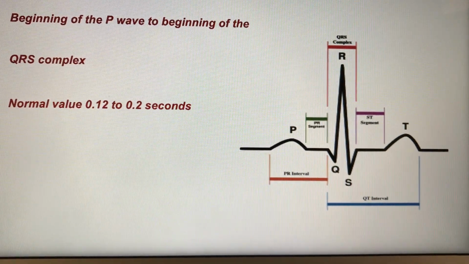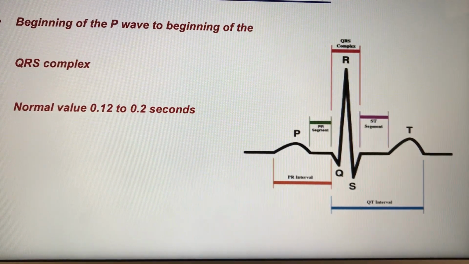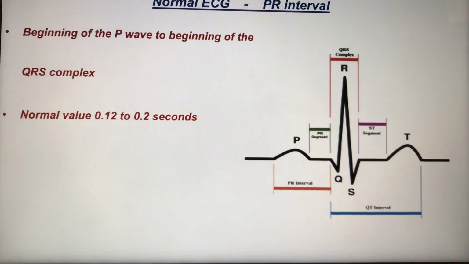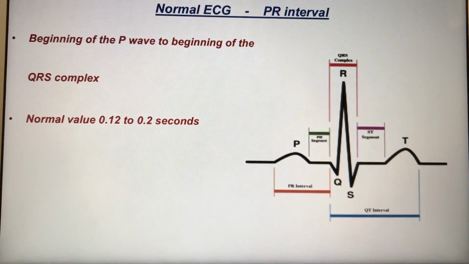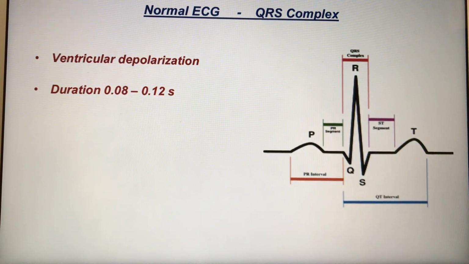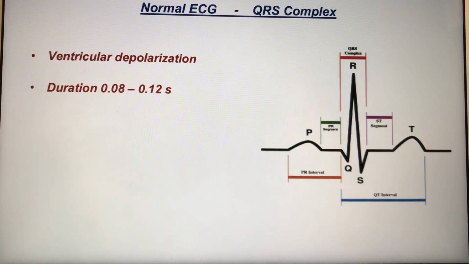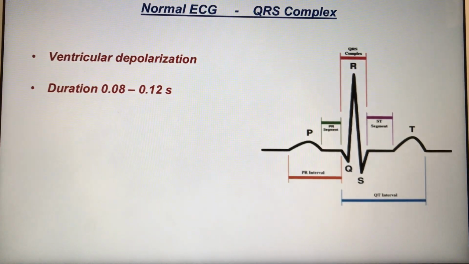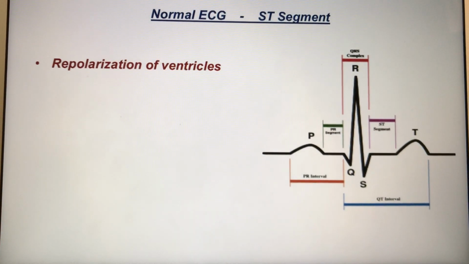The PR interval is defined as beginning of P wave to the beginning of QRS complex, and the normal value duration is anywhere between 0.12 to 0.2 seconds. The QRS complex represents a ventricular depolarization whose duration is 0.08 to 0.12 second. ST segment represents a repolarization of the ventricles.